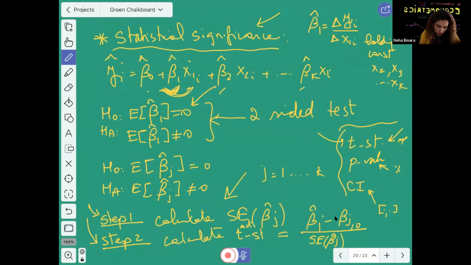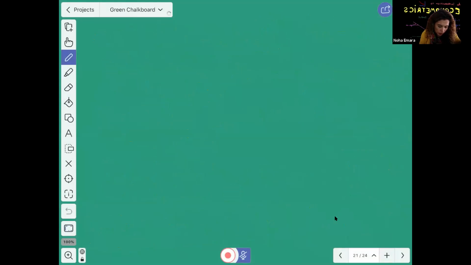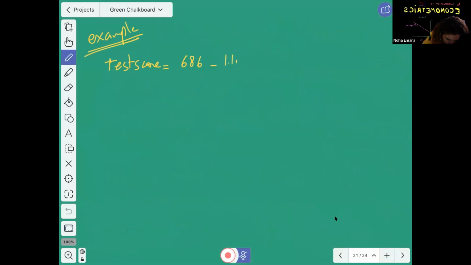Suppose that I have a model like this. I have the test score equal to 686 minus 1.10 times the student per teacher ratio minus 0.65 times the percent of English learners, the number of students still learning English.